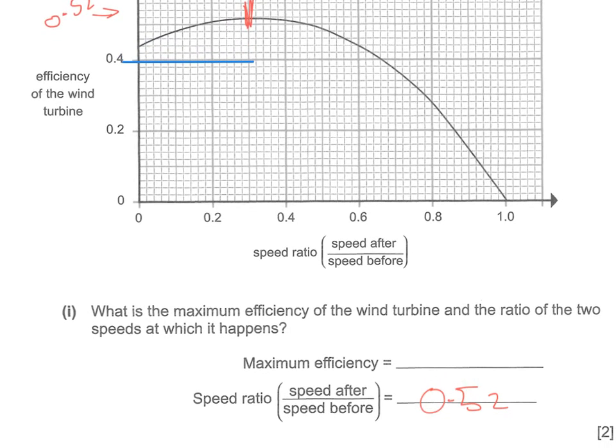So the second thing we're asked about is the speed ratio, which is this bottom axis. We need to find out the corresponding value there. And hopefully you can see that that is corresponding to a value here of about 0.3. So maximum efficiency of about 0.52, speed ratio where the peak happens of 0.3.